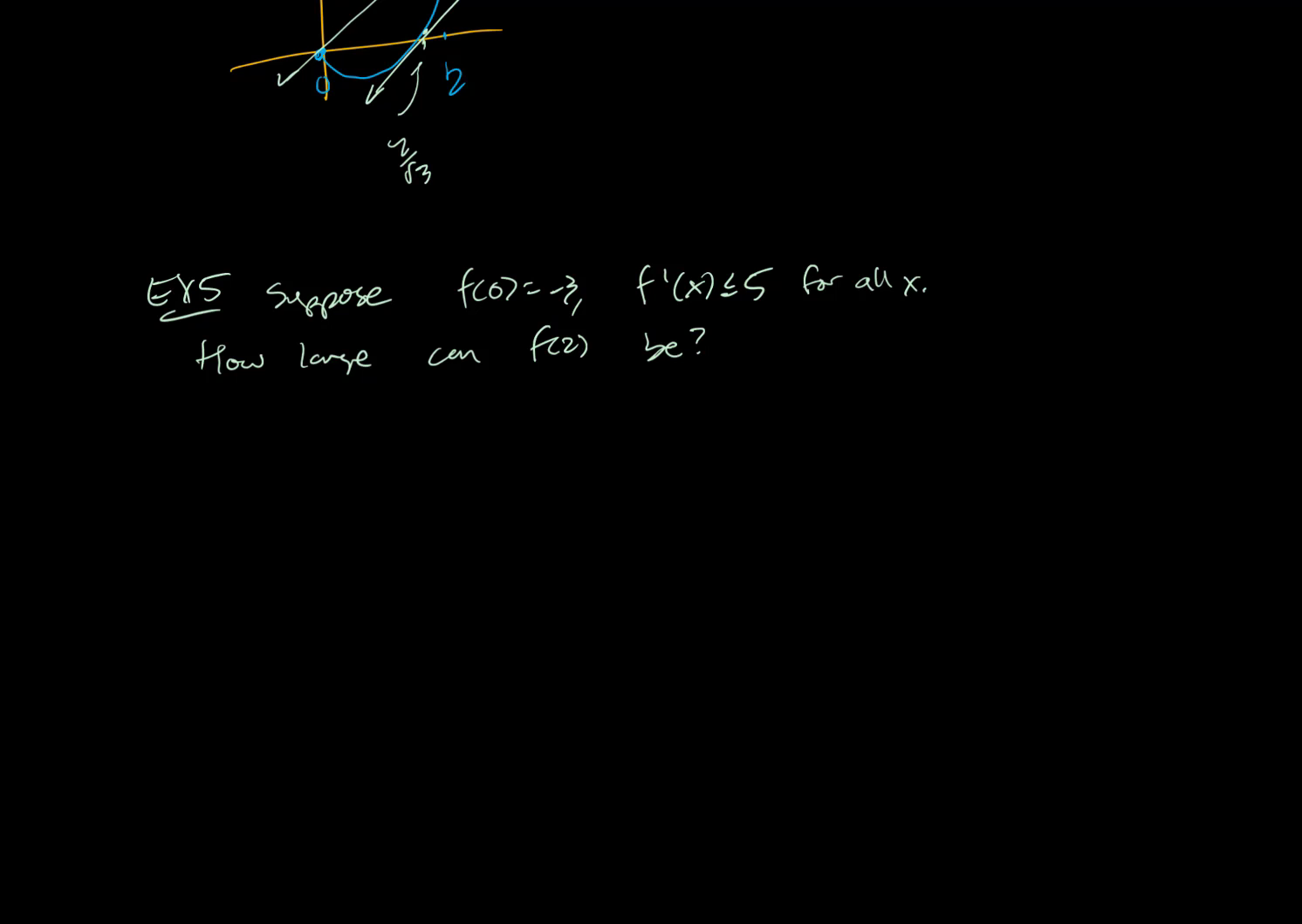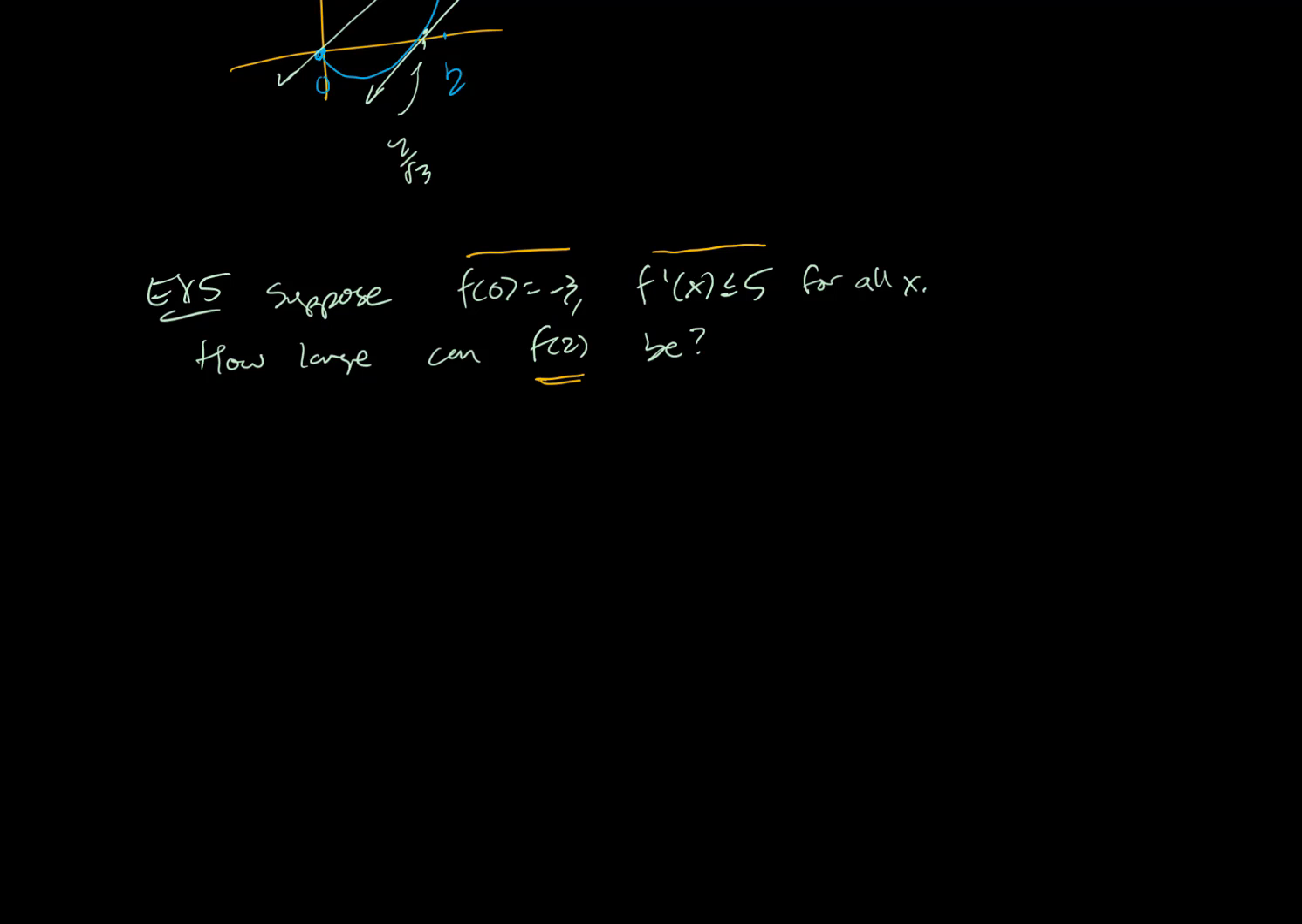So, I mean, maybe this is my starting profit, which is not good. It's negative. And I know that my increase in profit can't be greater than 5. So I have a certain target of mine. Is it even possible to get to that target? How large can f of 2 be?